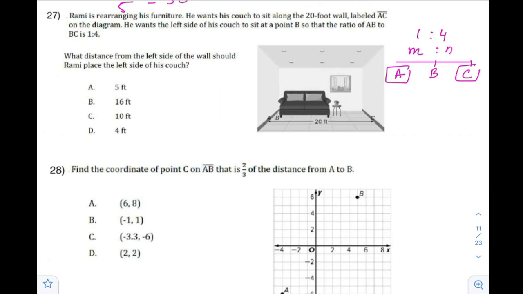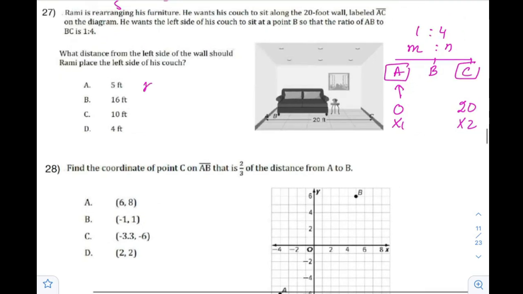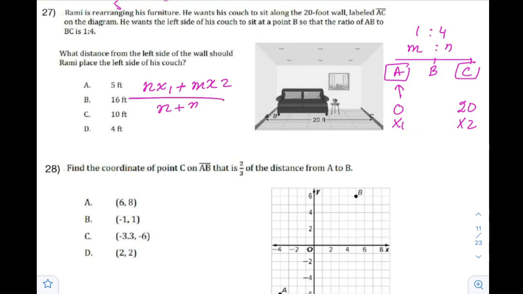Do you know the starting point? Since we don't know it, the starting point will be 0, and the end point, which is the total length, is 20. So x2 is 20. This is x1 and this is x2. And we will apply the same formula, n x1 plus m x2 over n plus m. So our n for x1 is 0 plus m x2 over their sum. 20 over 5 is 4, so it is 4 feet.